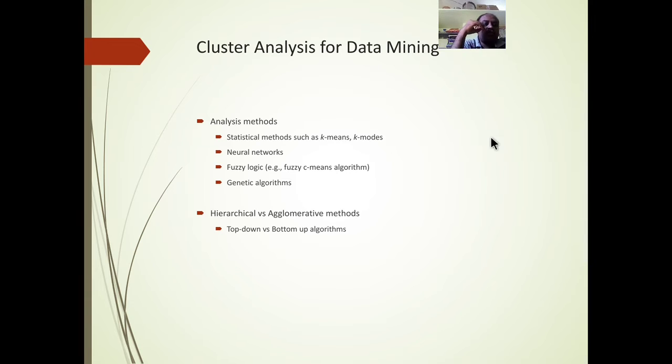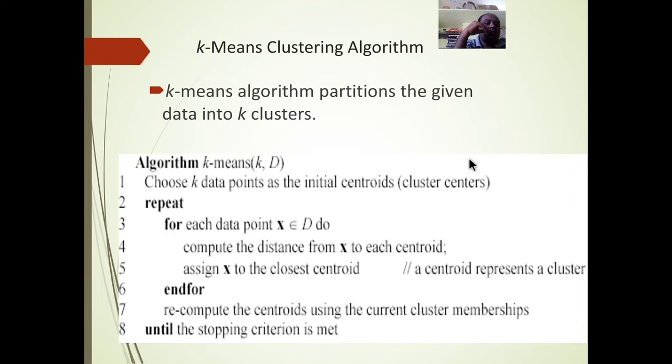So there are various analysis methods. One is statistical methods such as k-means and k-modes, and we have neural networks, fuzzy logic, genetic algorithms. And there is one more, hierarchical versus algorithmic methods, top-down versus bottom-up algorithms. We'll discuss the most famous one, the k-means clustering algorithm.